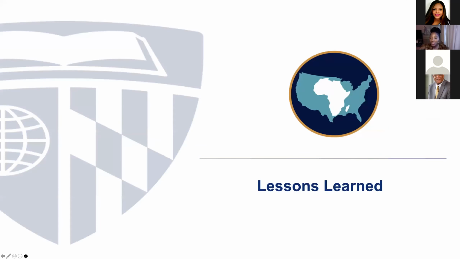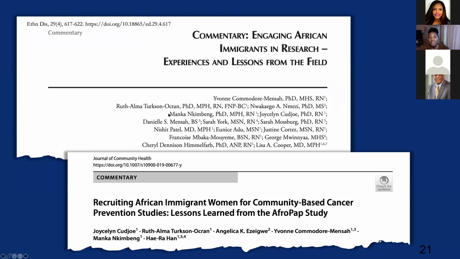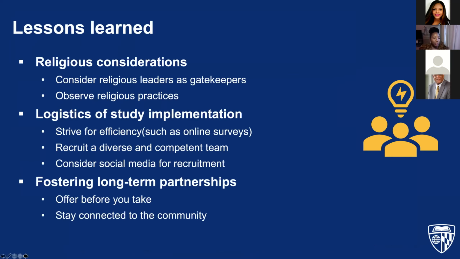And so I just wanted to share some lessons that we've learned along the way briefly. And some of these lessons have been described in 2 commentaries. The first is published in Ethnicity and Disease and is titled Engaging African Immigrants in Research, right? And I'll describe some of these lessons shortly. And the second is specific to engaging or recruiting African immigrants for community-based cancer prevention studies. And so this was led by a colleague, Dr. Joycelyn Cujo. And so if you want to learn more, please refer to the article.